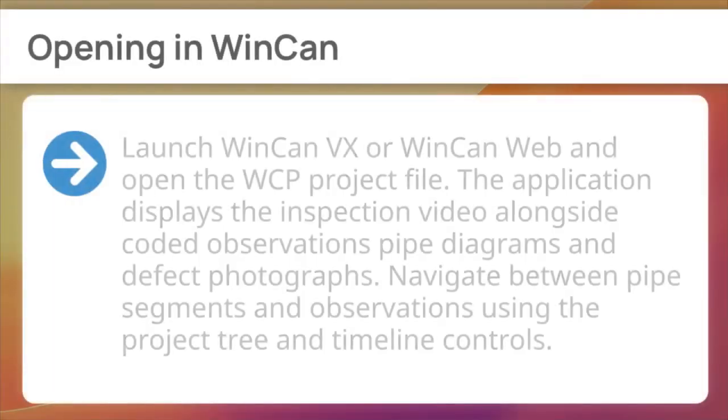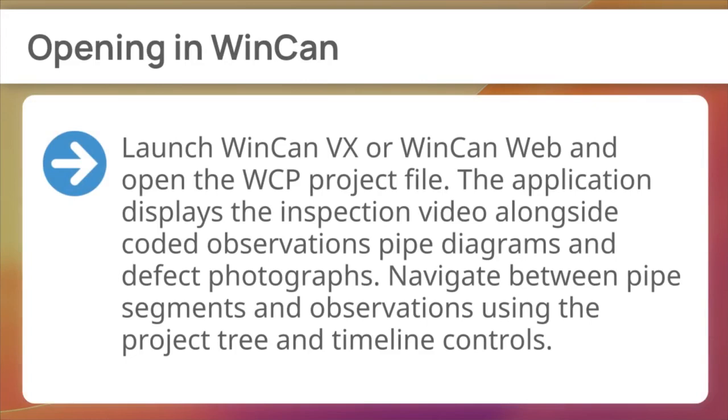First, opening in WinCan. Launch WinCan VX or WinCan Web and open the WCP project file. The application displays the inspection video alongside coded observations, pipe diagrams, and defect photographs. Navigate between pipe segments and observations using the project tree and timeline controls.